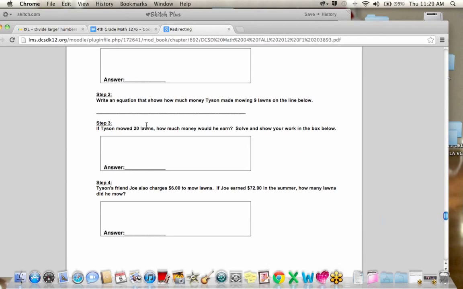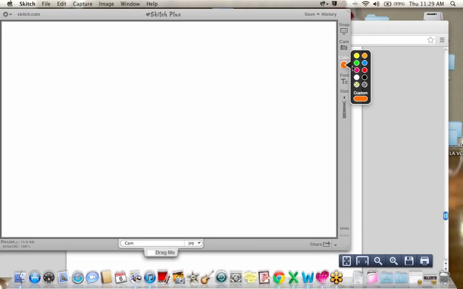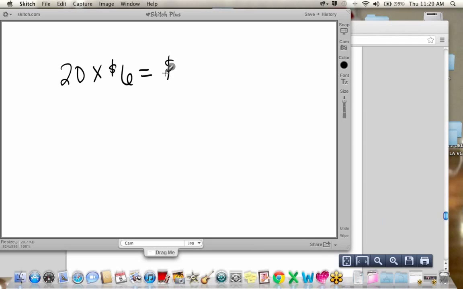Step 3, if Tyson mows 20 lawns, how much would he earn? Okay, so that's slightly more complex, so I'll write this one out. 20 lawns times $6 equals how much money? Look at the base problem. The base problem is 2 times 6, and then I can just add my 0 onto the end. So 2 times 6 is 12, and adding my 0 onto the end, how much does he make? $120.